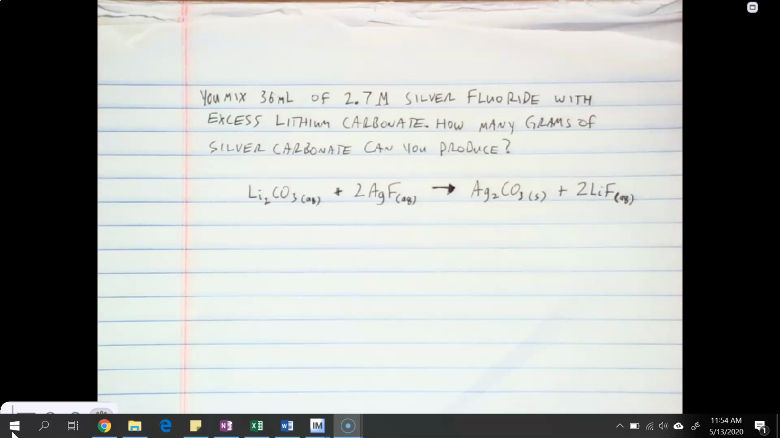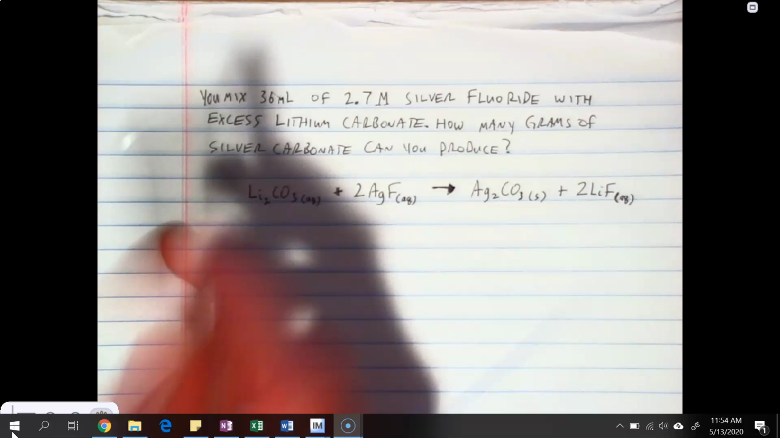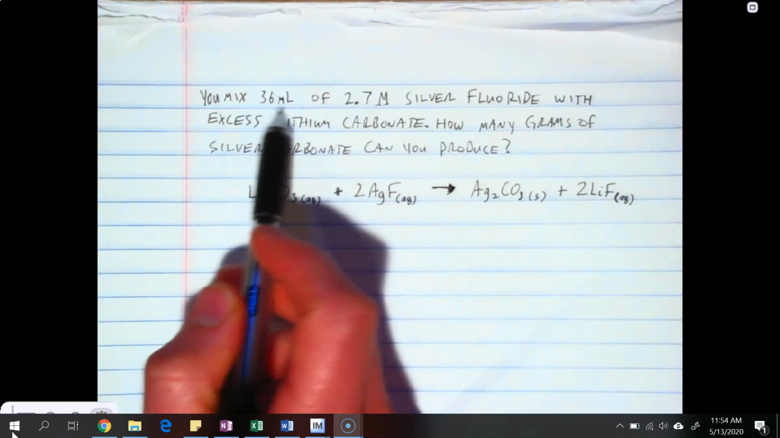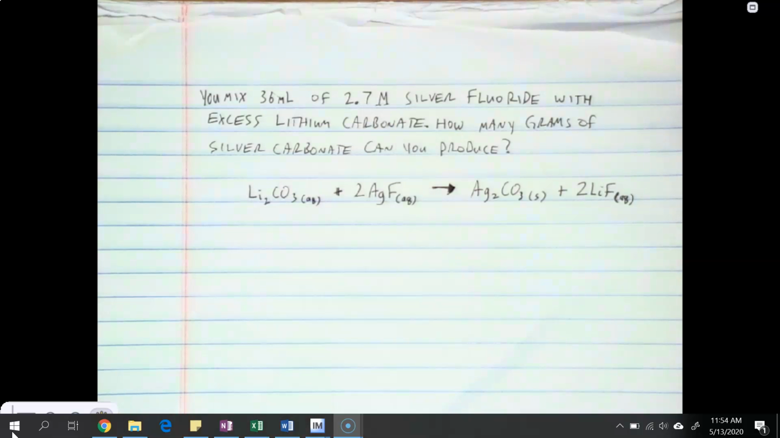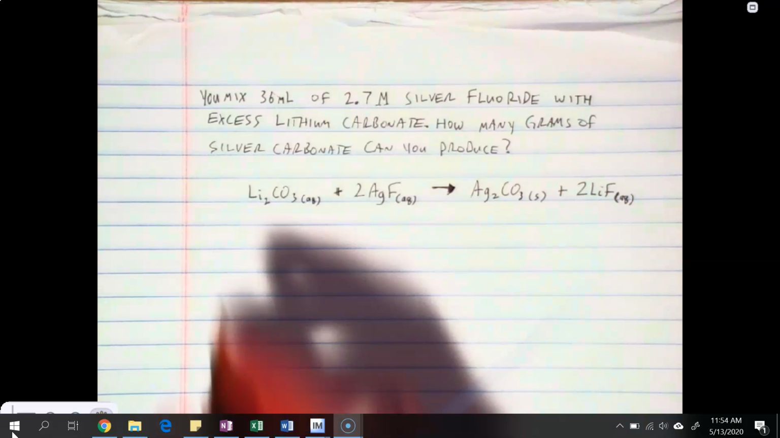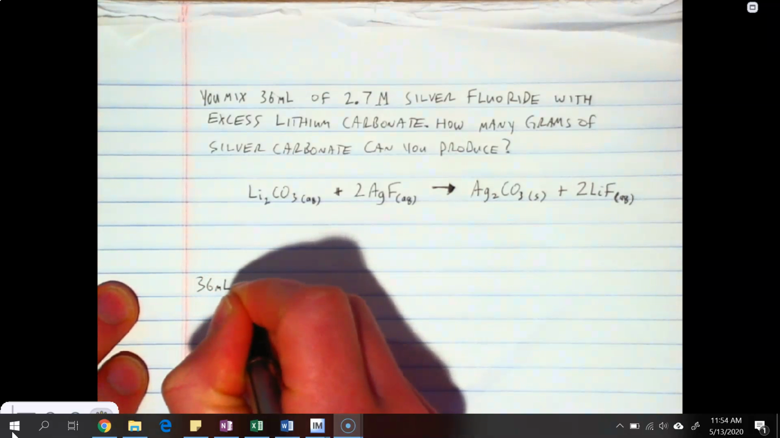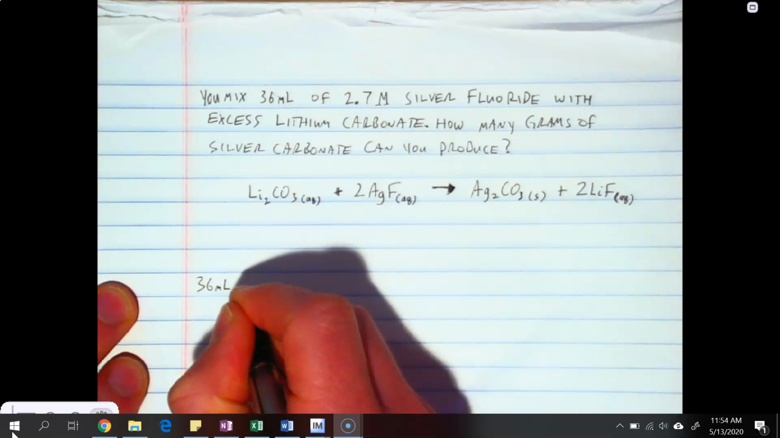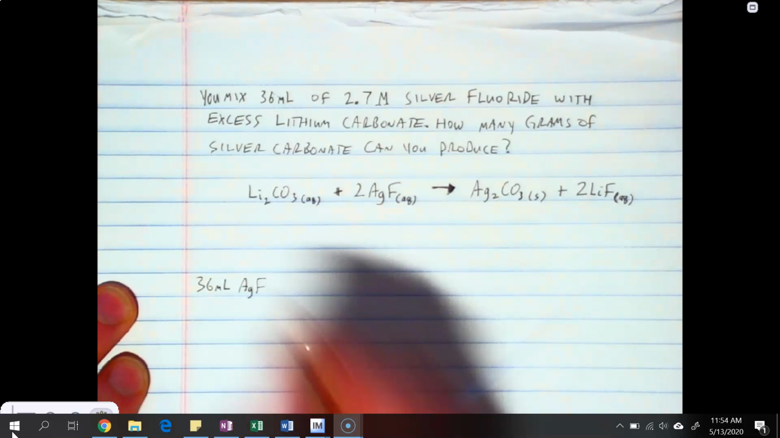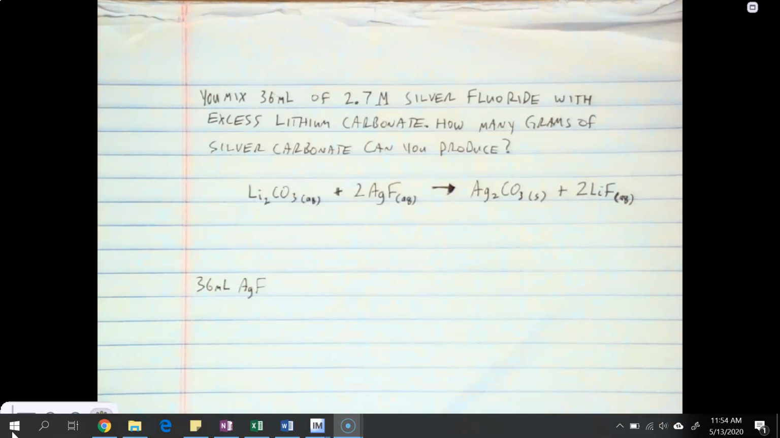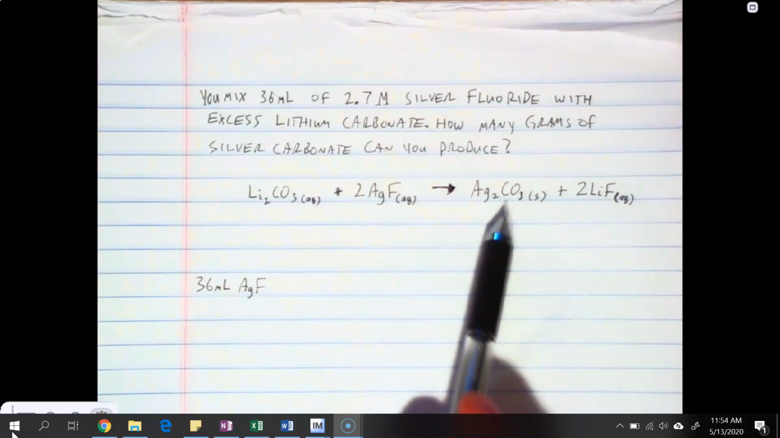Okay, so what I'm going to start with is what's given to us. 36 milliliters of our 2.7 molar silver fluoride. So we'll start with our 36 milliliters of AgF, and then we're going to convert that to a different chemical.